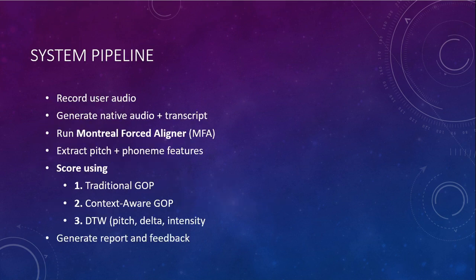Here's how the system works step by step. The user records their audio and we generate a native reference. Both are aligned using MFA. Then we extract the relevant features like pitch and phoneme boundaries and compute various scores. Finally, the system prints a comprehensive report.